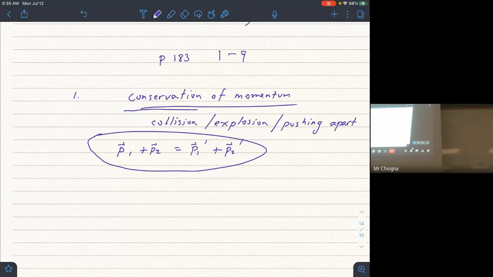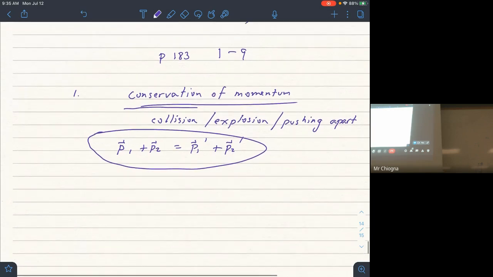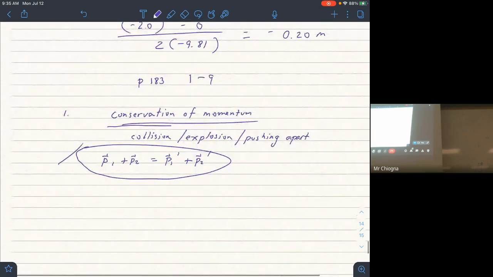Yeah, usually. Okay, so that's what you're given on a formula sheet. You need to be able to translate it to this. This is your responsibility. You want to use 1 and 2, you can use A and B. That doesn't matter. What's important is you understand the left side is before. Okay, 1 and 2 implies there's 2 objects. You could have 3 objects, 4 objects. Usually it's 2. Before the collision, or what I mentioned up here, explosion, pushing apart. And the right side is after.